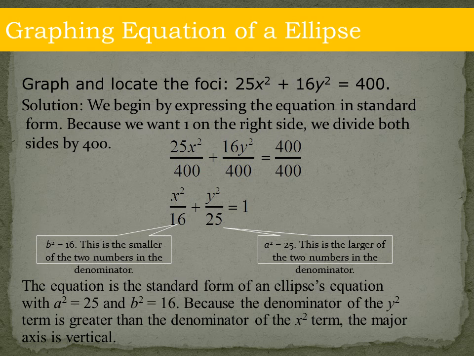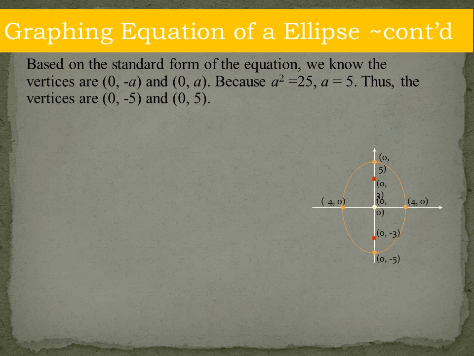The equation is the standard form of an ellipse's equation with a squared equals 25 and b squared equals 16. Because the denominator of the y squared term is greater than the denominator of the x squared term, the major axis is vertical. Based on the standard form of the equation, we know the vertices are 0 and negative a, and 0 and a. Because a squared equals 25 and a equals 5, the vertices are 0, negative 5, and 0, 5.